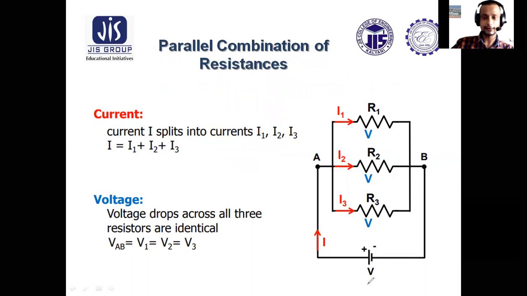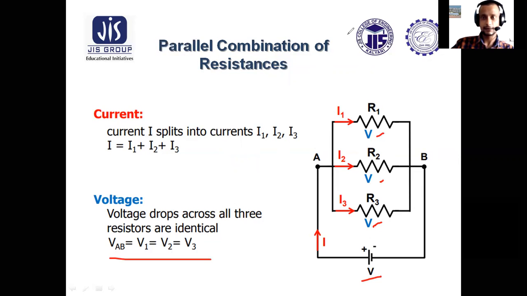So based on that fact, as A and B are the 2 different points in between which R1, R2, R3 are connected, paths may be different. Path may be this one, this one, this one, or this one. In all cases, the same voltage will appear. So in case of parallel circuits, voltages are the same. This one is having V volt, this one is having V volt, this one is having V volt, if supply voltage is V. So for parallelly connected elements, all the voltages will be the same.